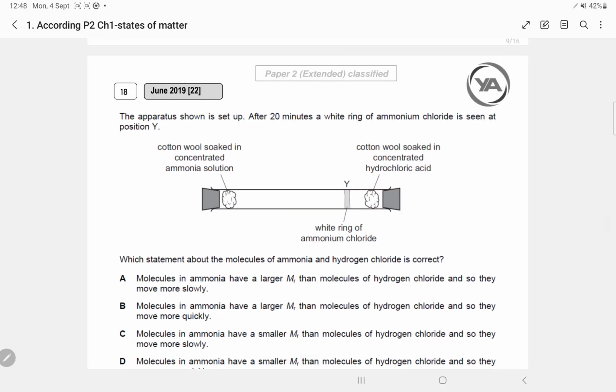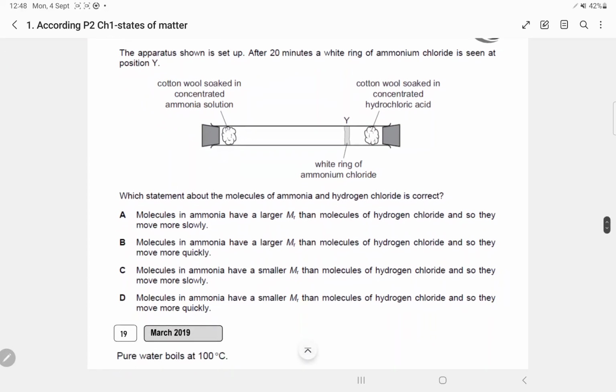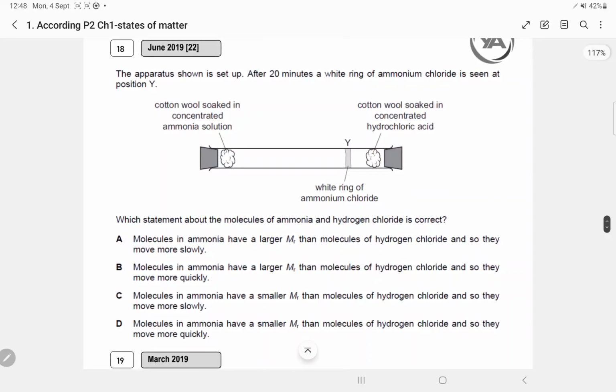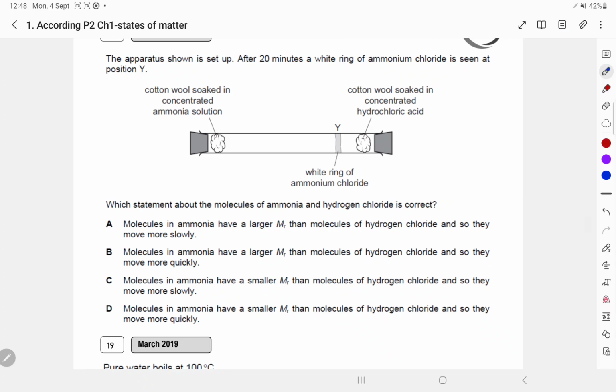Okay, the apparatus shown is set up for 20 minutes. A white ring of ammonium chloride is seen at the position Y. So which statement about the molecules of ammonia and hydrogen chloride is correct? This idea is repeated frequently in the past papers. So we said before that the ammonia has smaller MR. Its MR is 17, and the hydrogen chloride has MR 36.5.